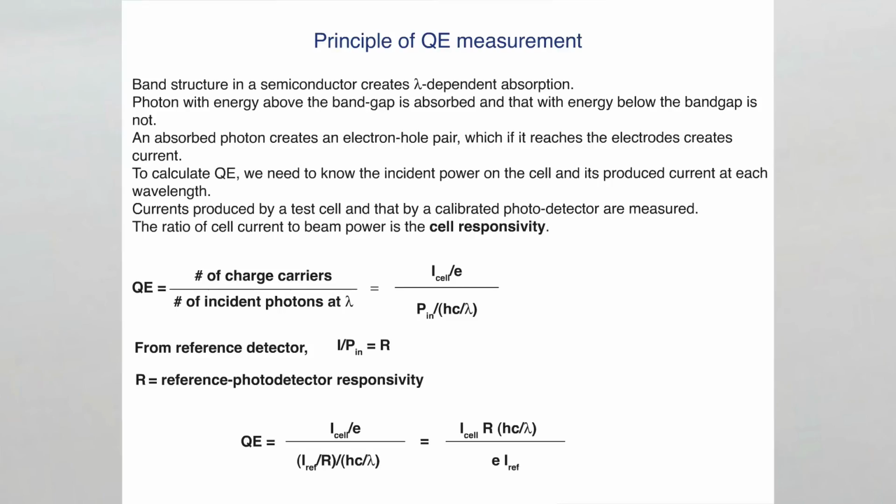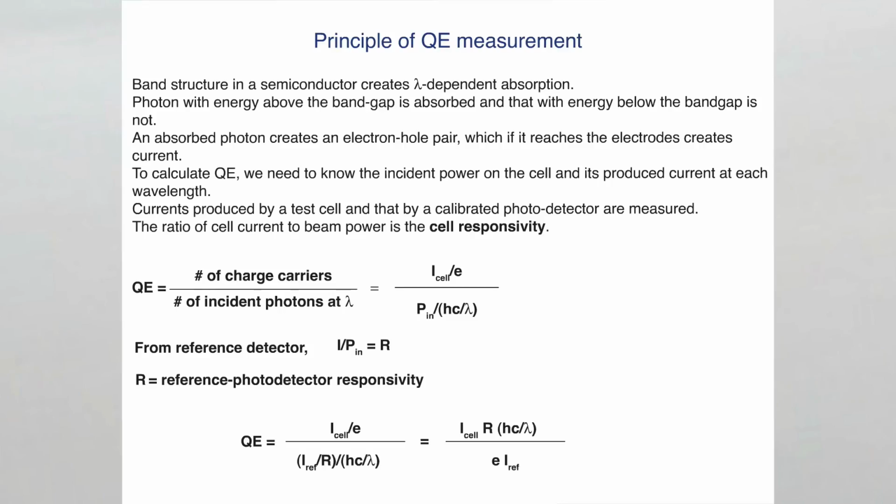First of all, it depends on the band structure in the semiconductor because that creates the wavelength-dependent absorption. Again, energy above the band gap is absorbed, energy below the band gap is not. An absorbed photon creates an electron-hole pair, which, if it reaches the electrodes, creates current. To calculate the QE, we need to know the incident power on the cell and its current at each wavelength. Currents produced by the test cell and that of a calibrated photodetector are measured. The ratio of the cell current to the beam power is called the cell responsivity. So you use a reference cell, basically.